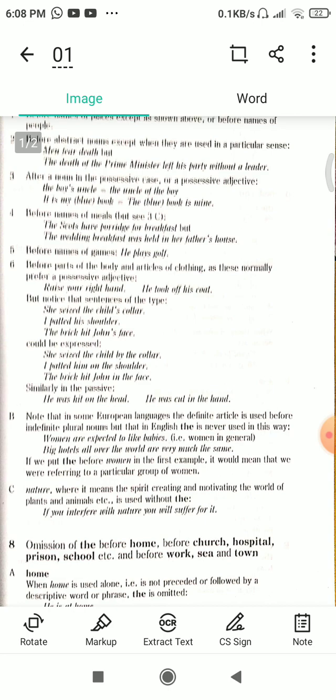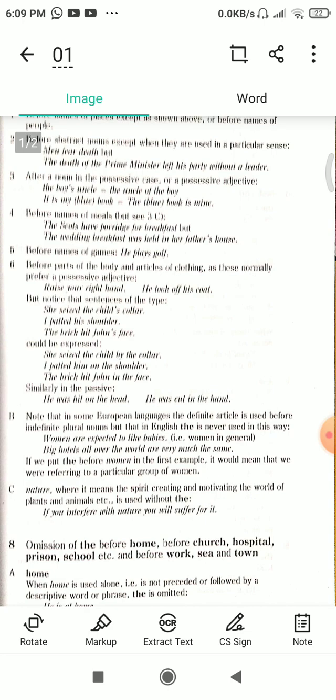For example, women are expected to like babies, it means women in general. Example number 2, big hotels all over the world are very much the same. If we put the before women in the first example, it would mean that we were referring to a particular group of women. Number C, nature, where it means the spirit creating and motivating the world, plants and animals, etc., is used without the. For example, if you interfere with nature, you will suffer for it.